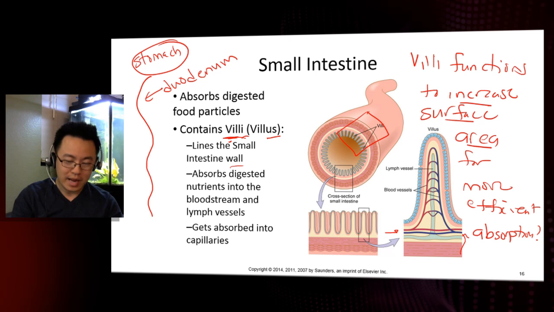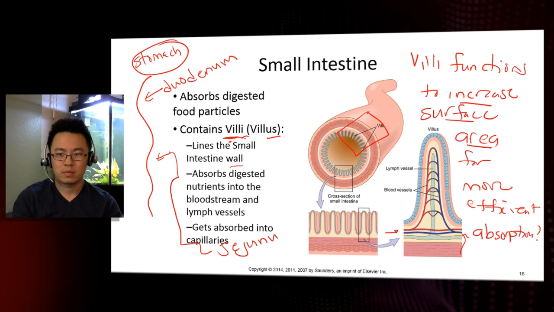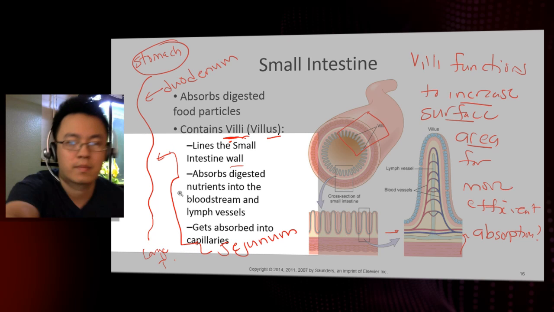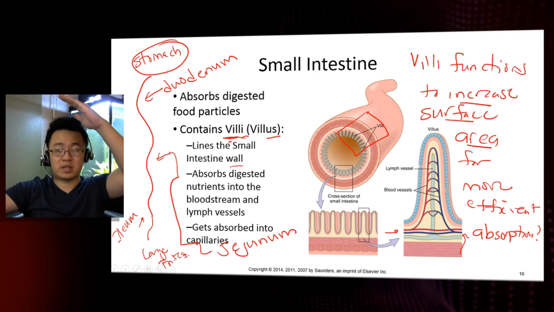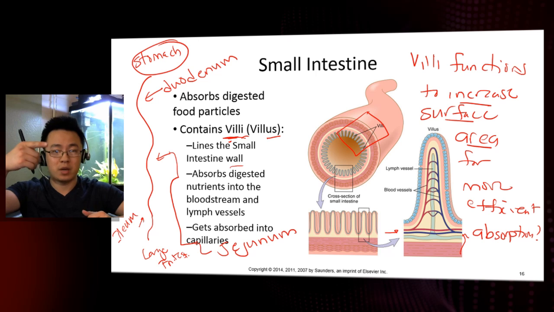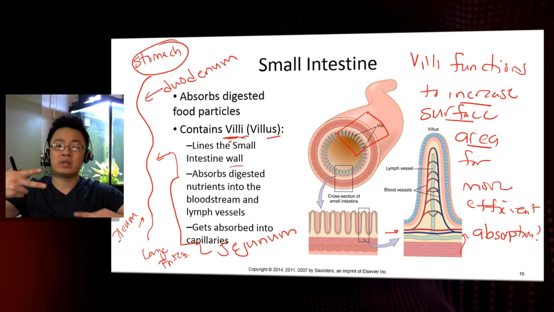Next up, the food passes through the jejunum. The second part is known as the jejunum. And then the last part, before it lands in the large intestine, would be known as the ileum. Okay, so you have the stomach, then you have the small intestine. The small intestine is broken down into three parts. The first one is the duodenum, the second part is the jejunum, and the third part is the ileum. Bam, bam, bam. Finally, it goes into the large intestine.